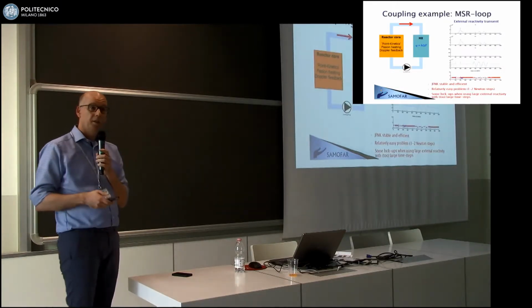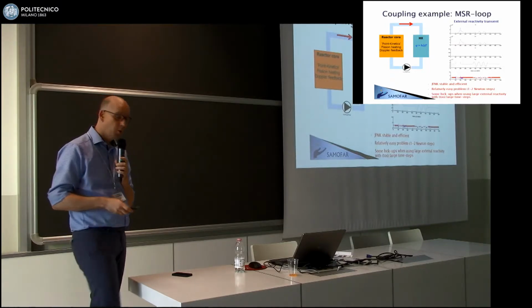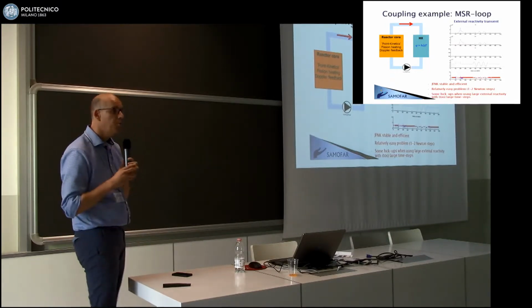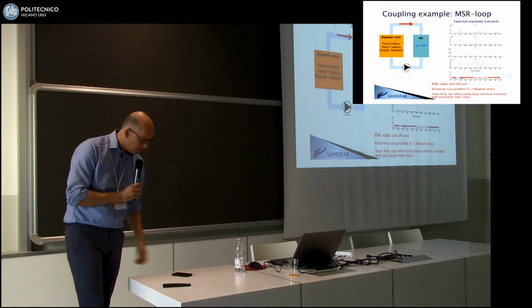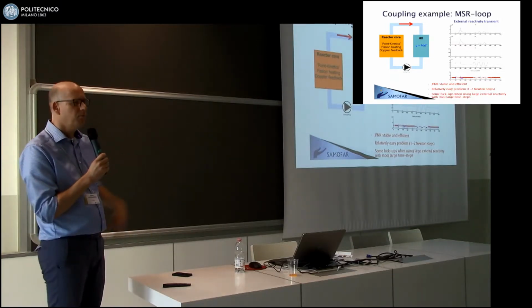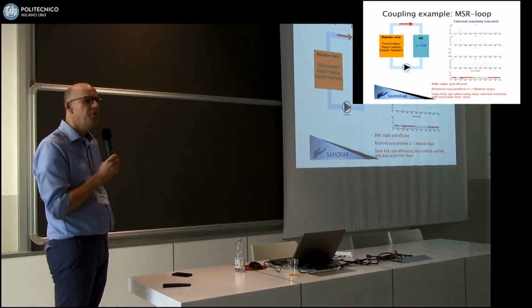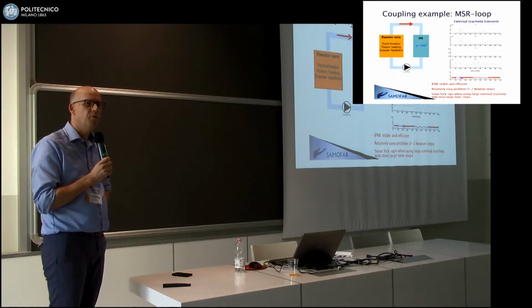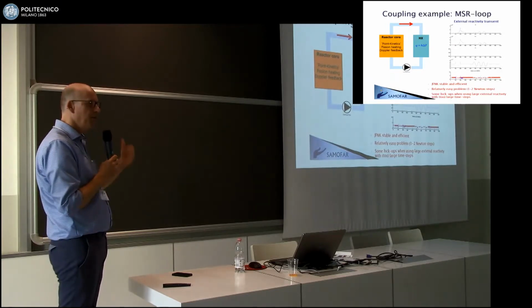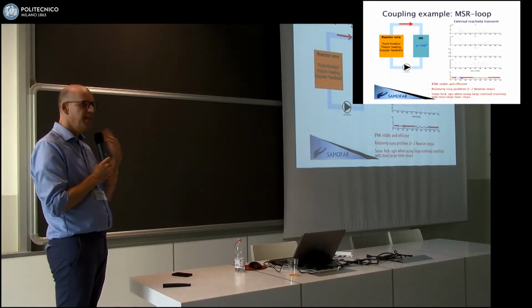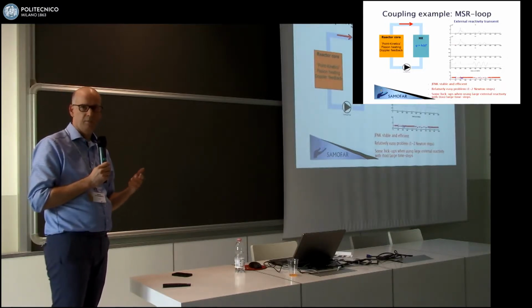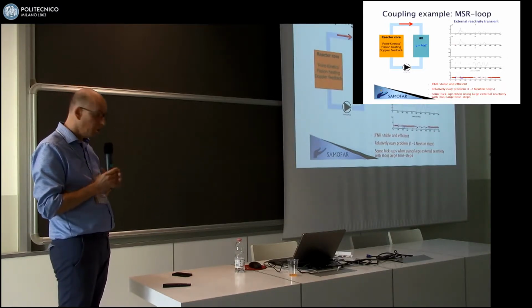And another example, which is a bit more close to home, is an MSR loop. And this may answer one of the questions that was asked somewhere in the morning, I think, if you could use point kinetics in a molten salt. I'm not now stating what the quality of that would be, but you can simply do it.